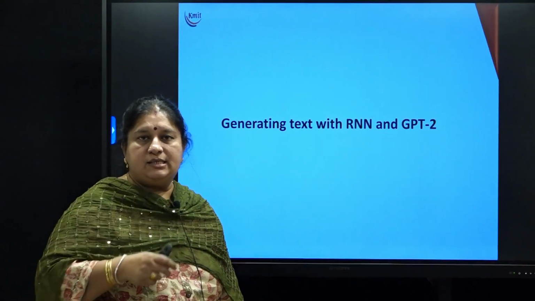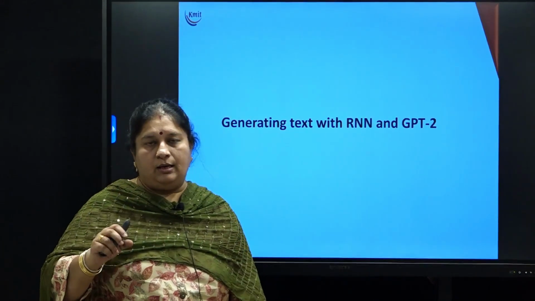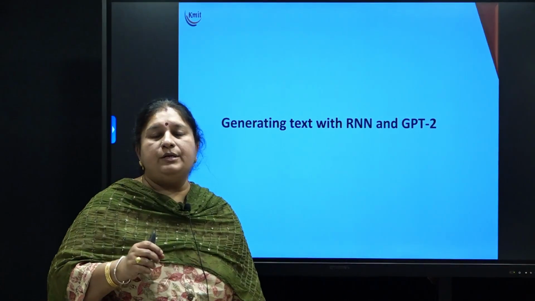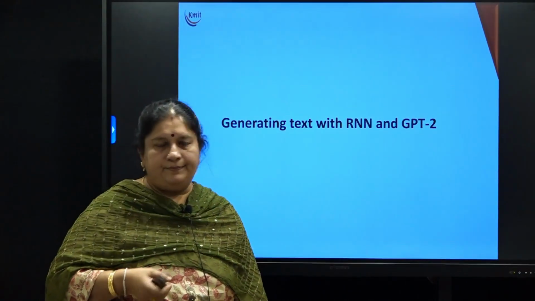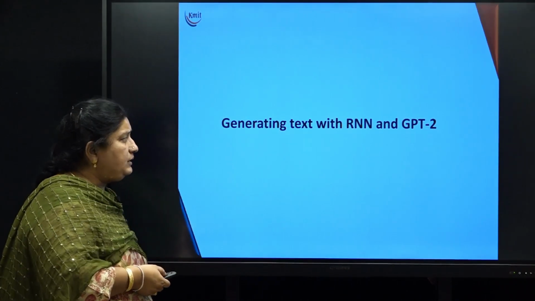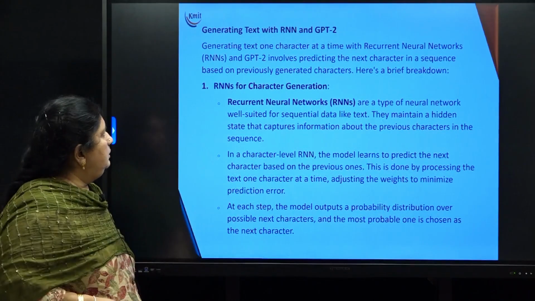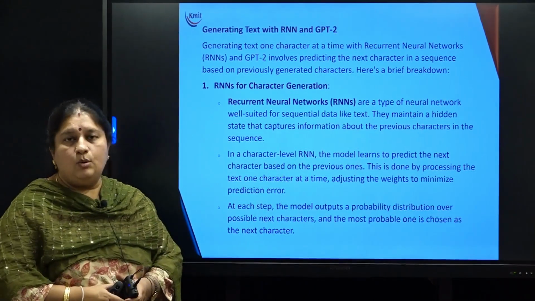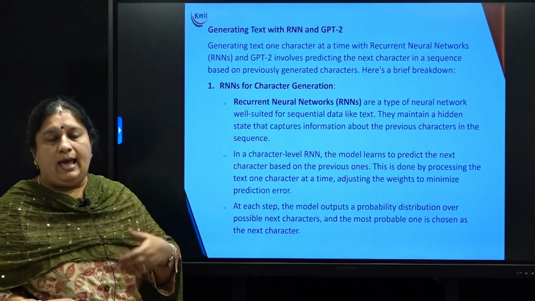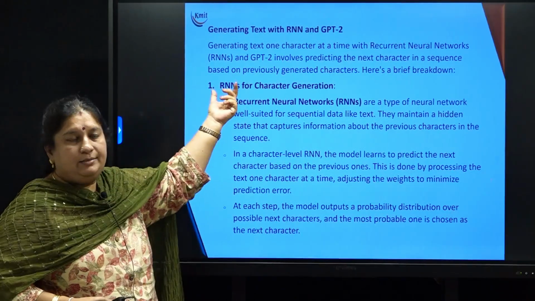So in the previous session applications, we were concentrating on the word as the token. Here we will be considering the individual character as the token. So let us see the text generation with RNN and GPT-2. Generating text one character at a time. As I mentioned, here we will be considering one character at a time generation.